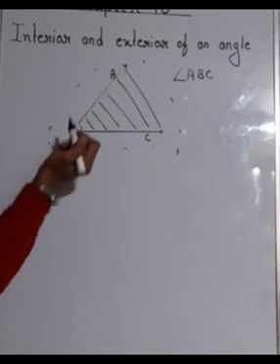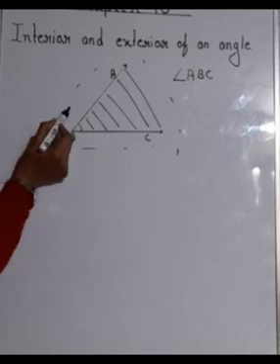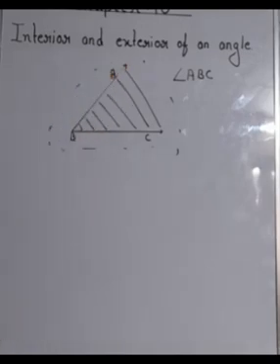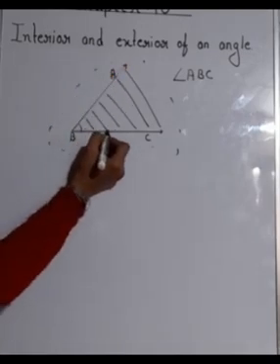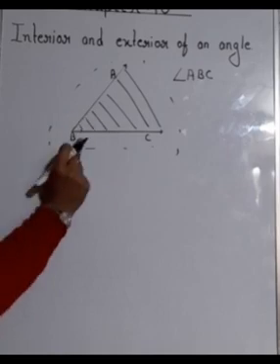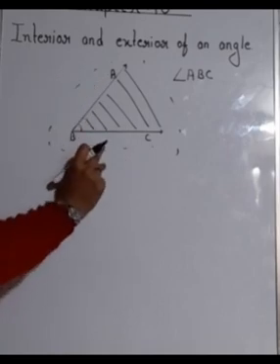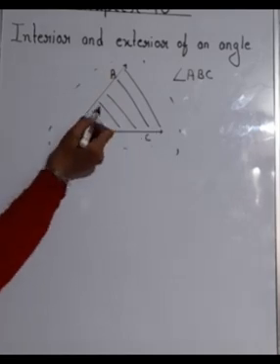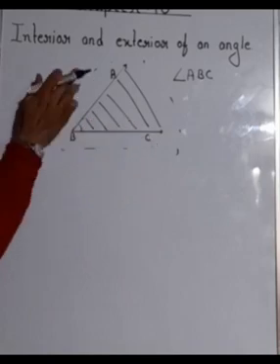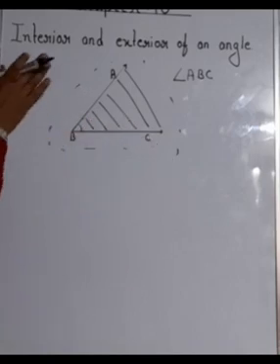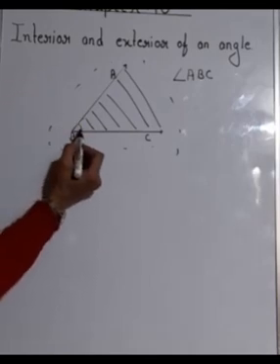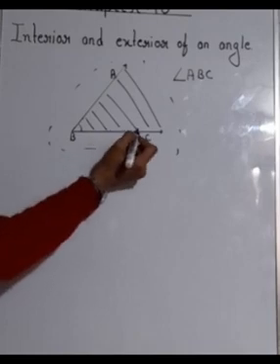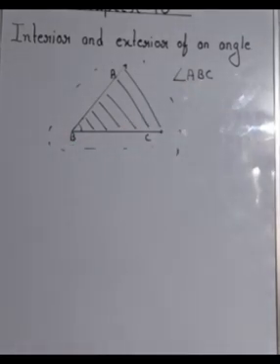Now third, I told you that this is your interior, this is your exterior, but you can see that we have two arms, that is BC and BA. Now there are some points which lie on your arms BC and BA. So these points are said to lie on the boundary of angle ABC. Clear? This is your interior, the portion which lies inside the angle. This is your exterior, the portion which lies outside your angle. And if the points lie on the arm BC or BA, then they are said to lie on the boundary of angle ABC. Clear?